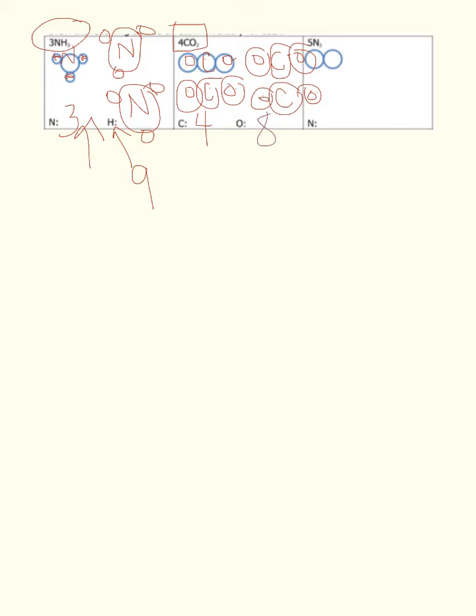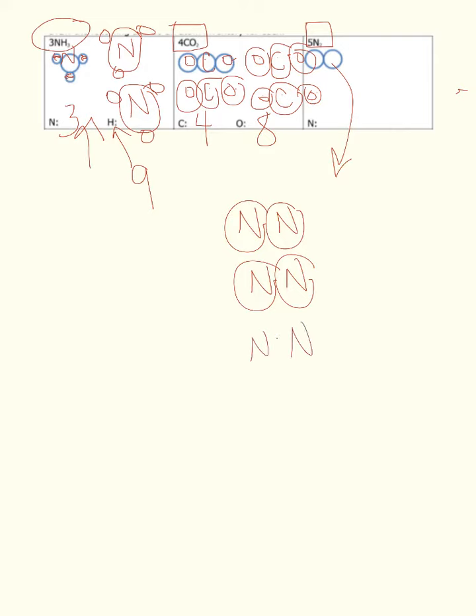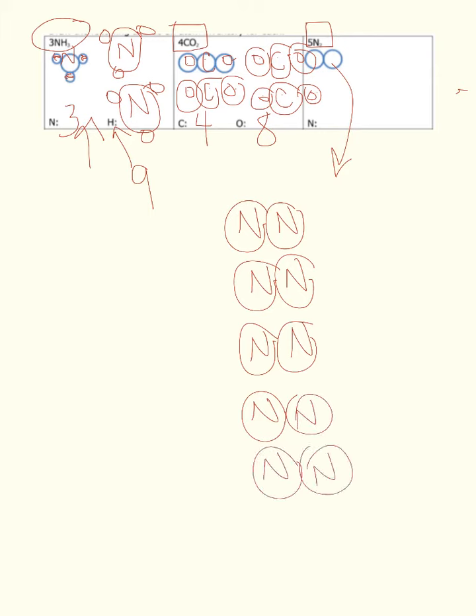If we do 5 N2s in the third example, I'm going to draw down here since we're running out of space. We're going to draw this 5 times. And you can easily see that we have 10 N's.